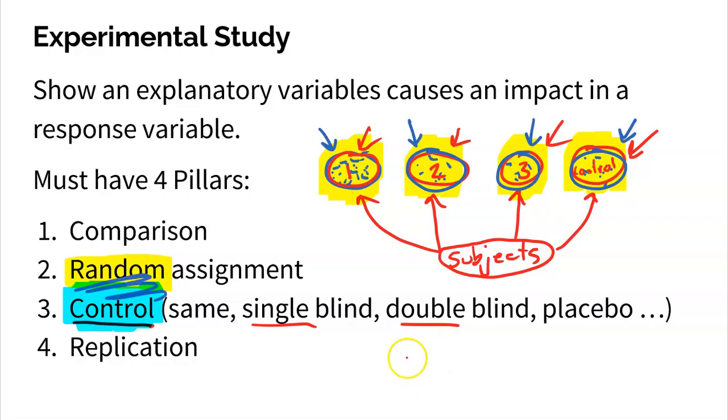So if you could blind them, that takes away a form of bias, because that way they don't know what they're getting and they don't have any expectations because of that. So that's a good thing. Now, sometimes you're in a situation where you can't blind them. Like, they obviously know what they're getting. Okay, it is what it is.